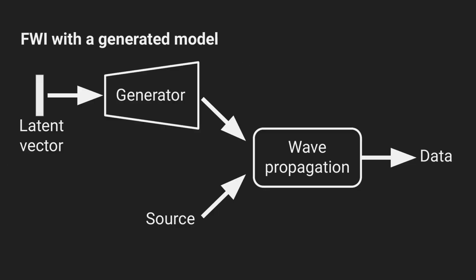Next, I have an example of FWI using a generated model. It's similar to the GAN example that I told you about at the beginning, except that here the generator won't be produced by a GAN, but will instead be hand-coded. We're going to assume that the true model consists of layers. The latent vector that we pass into the generator contains one number for each layer, specifying the velocity of that layer. The generator will expand those numbers into a layered velocity model.